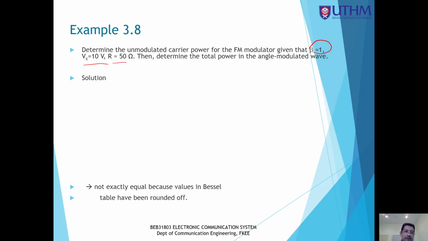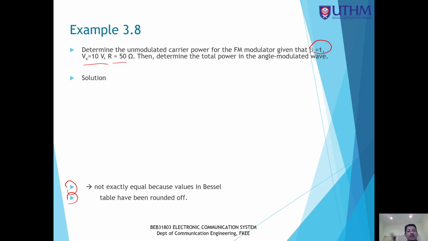You see that suddenly there's a statement at the end here: not exactly equal because the values in the Bessel table have been rounded off. So this example actually wants to show you the difference of total power using the long equation compared to the unmodulated carrier power. From there we can see the difference. Let's do this example so that you can see what actually happened.